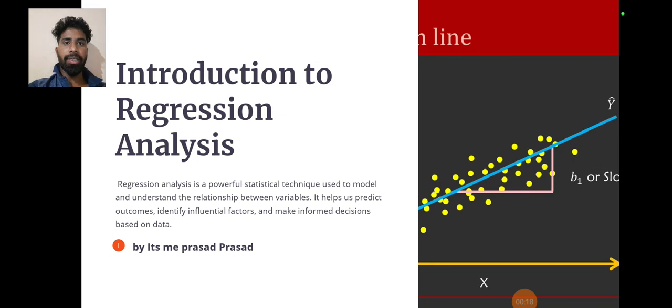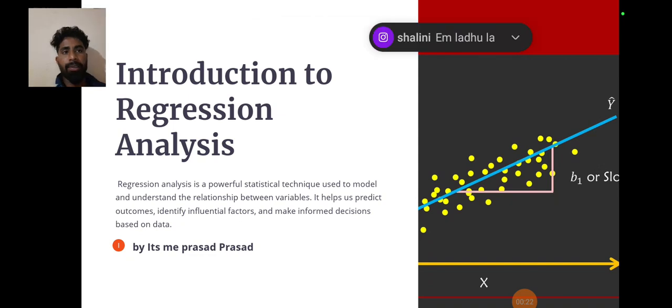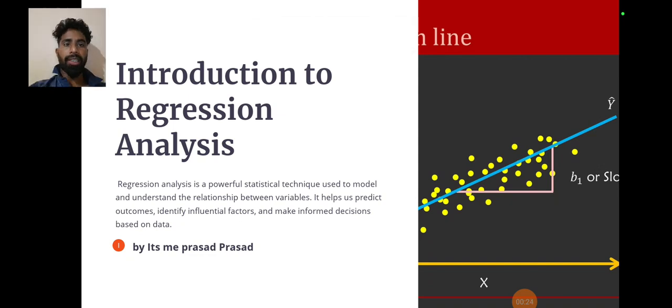Introduction to regression analysis. Regression analysis is a powerful statistical technique used to model and understand the relationship between variables. It helps to predict outcomes, identify influential factors, and make informed decisions based on data.